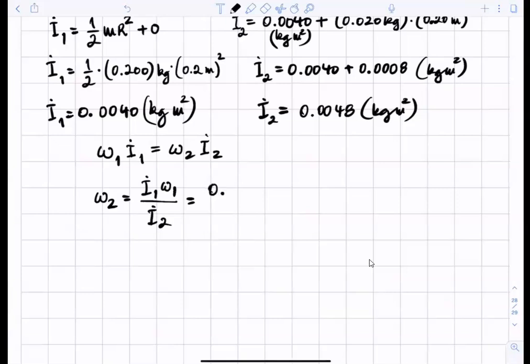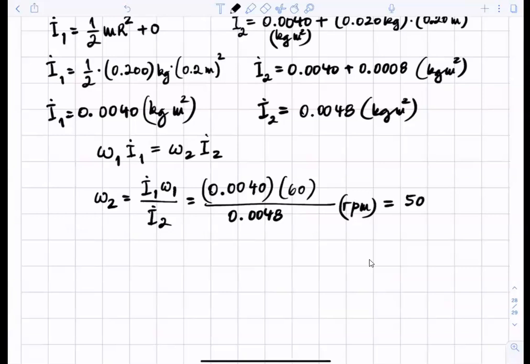All right, let's plug in what we have. I1 was 0.0040. You can put them in scientific notation as well. In the end, I don't think it matters, as long as you put the units correctly. So that will be in RPM in the end, since the kilograms meters squared will simplify out, divided by 0.0048. And using your calculators, you get 50 RPM.